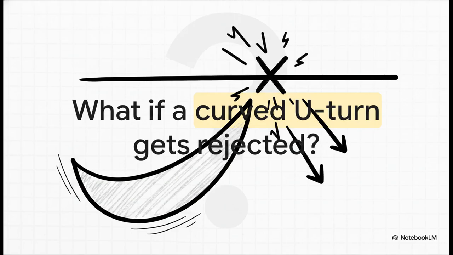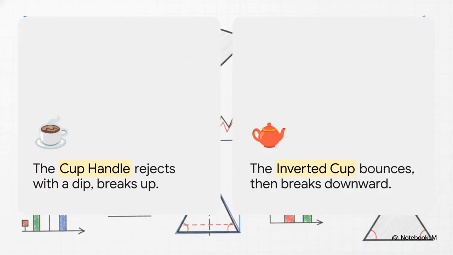But this actually raises a really fascinating question. What happens when the market takes one of these slow, curved U-turns, building up all that momentum over time, only to get firmly rejected at the resistance line at the very last second? Well, the answer is our most complex, yet seriously reliable pattern pair, the cup and handle.